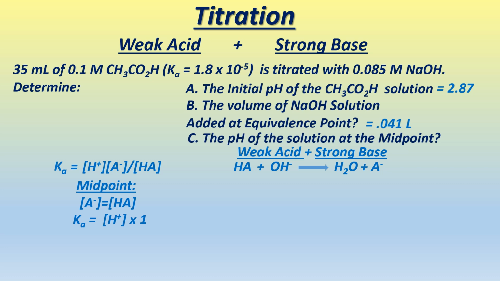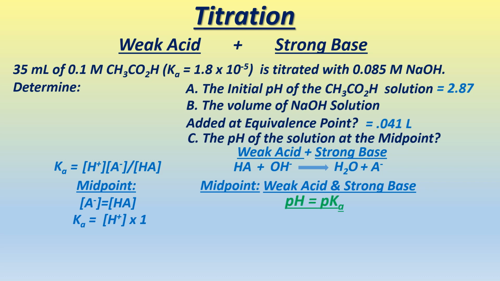Essentially, at the midpoint of the titration, Ka is equal to the hydrogen ion concentration times 1. The following is always true. At the midpoint of a titration of a weak acid with a strong base, the pH is simply equal to the pKa, or the negative log of the Ka value. In this case, at 1.8 times 10 to the minus fifth, I wind up with a midpoint pKa equal to 4.74.